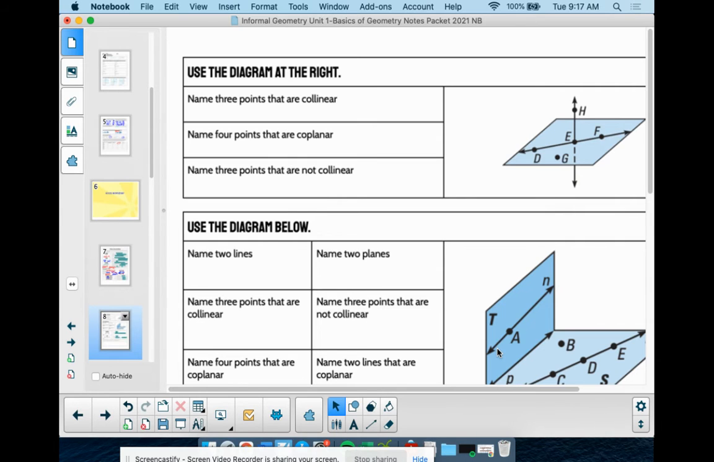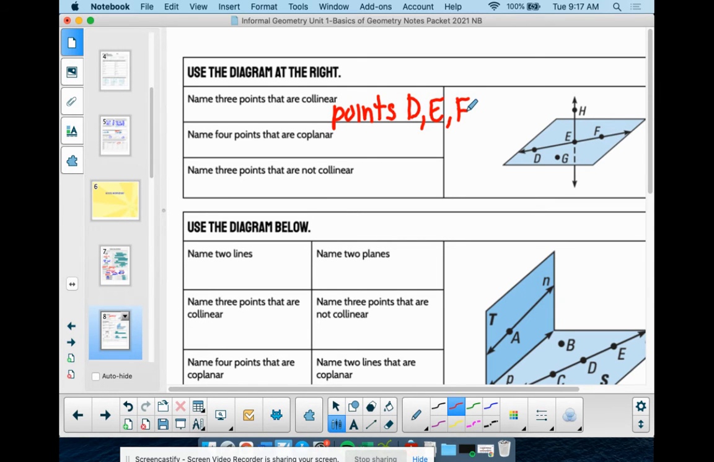All right. So the first one says name 3 points that are collinear. What does collinear mean? On the same line. So can we find 3 points on the same line there? What are 3 points on the same line in this picture? D, E, and F. Perfect answer. Good job. Points D, E, and F. That's the only answer actually for this one, so good work.